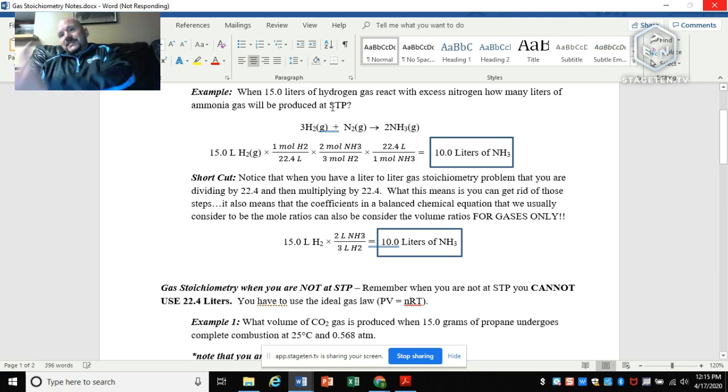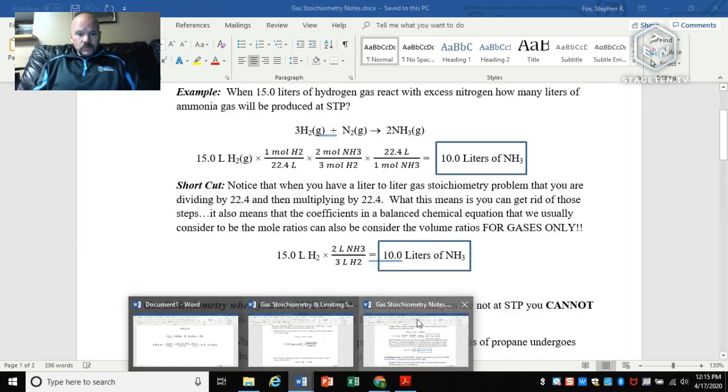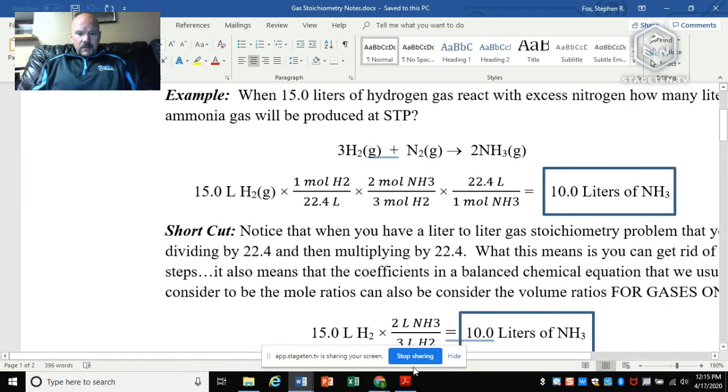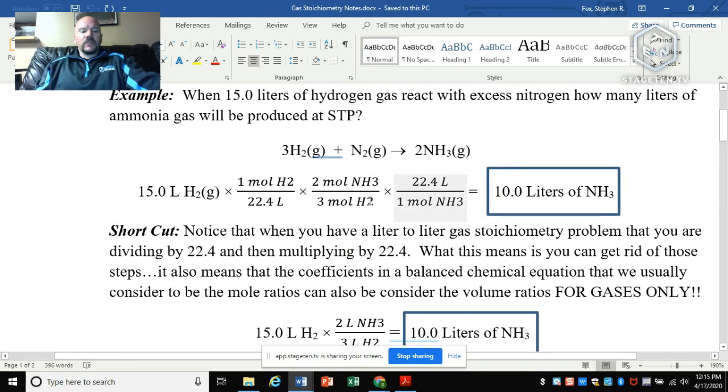But if you're not at standard temperature and pressure, as long as pressure and temperature remain constant, then that means the volume ratio and the mole ratio are the same. So let's look at this.